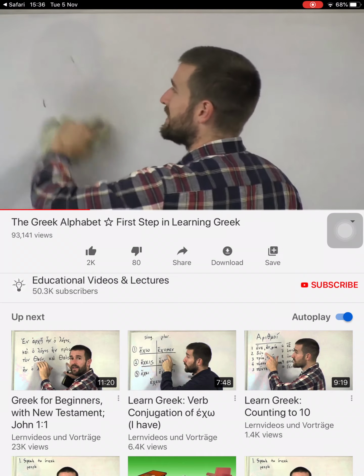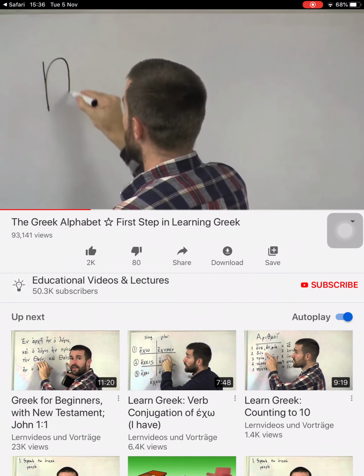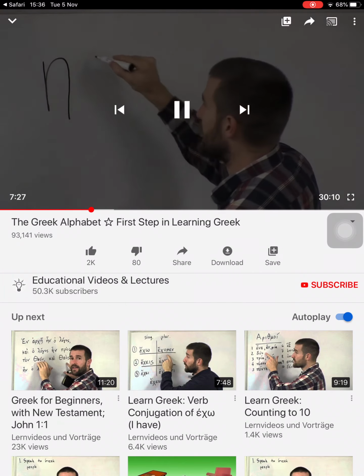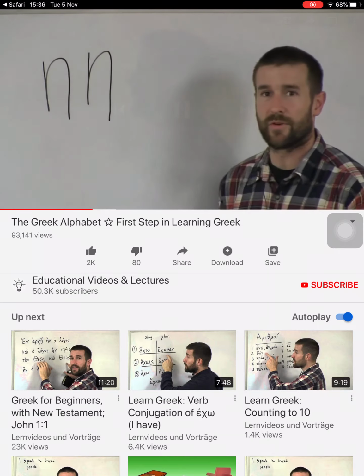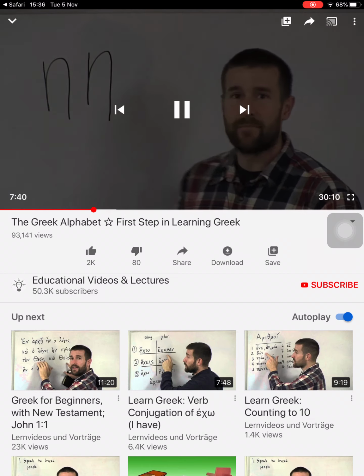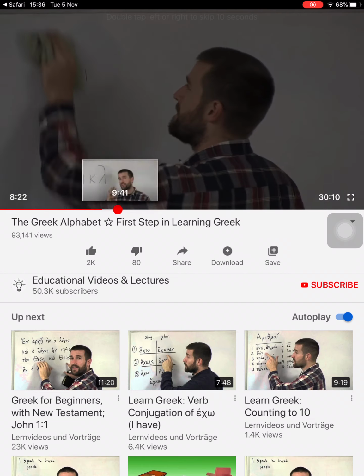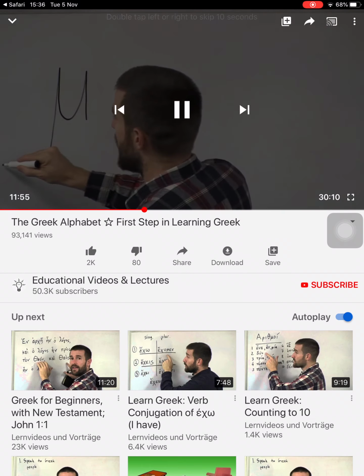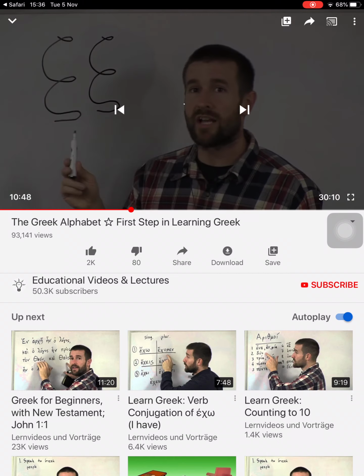Now, eta is basically like an English lowercase n, but then the front just comes down a little bit further, okay? So it's like you're writing an English lowercase n, but then you just come down a little bit further. This letter is pronounced eta. So we have zeta, and then we have eta. Zeta says z, and eta makes an e sound. This is what they taught me in elementary school.